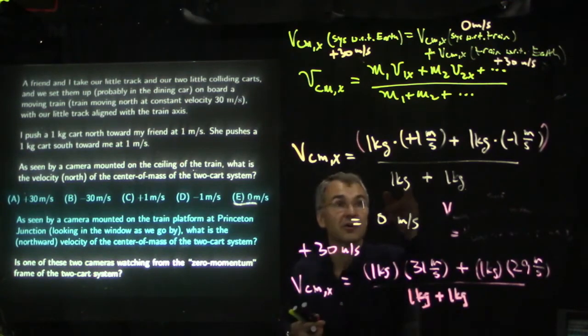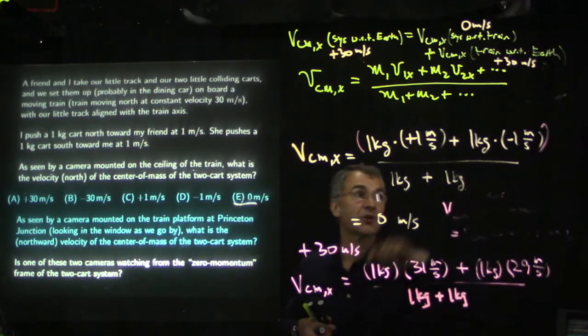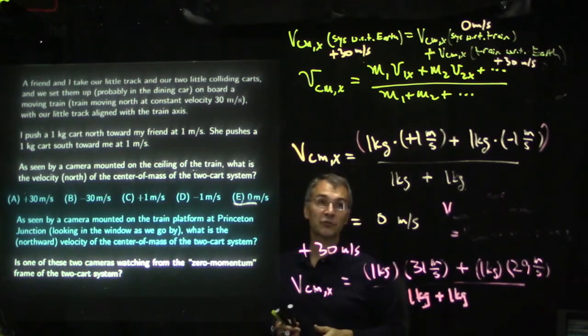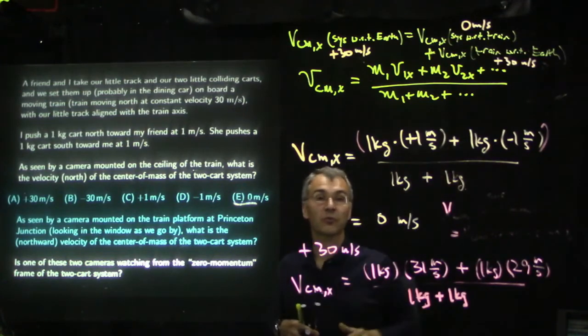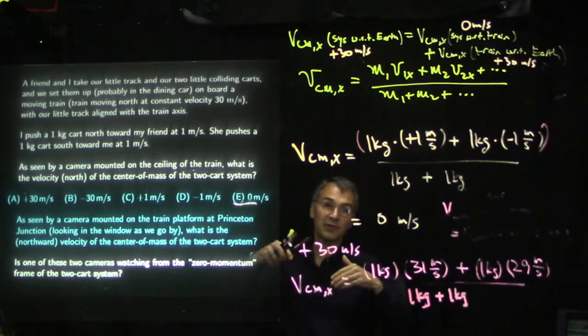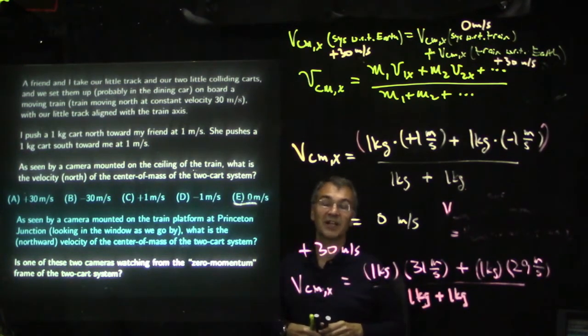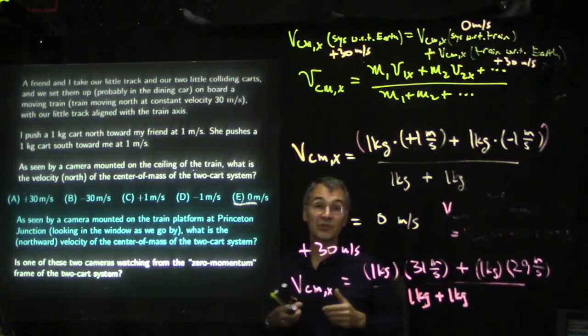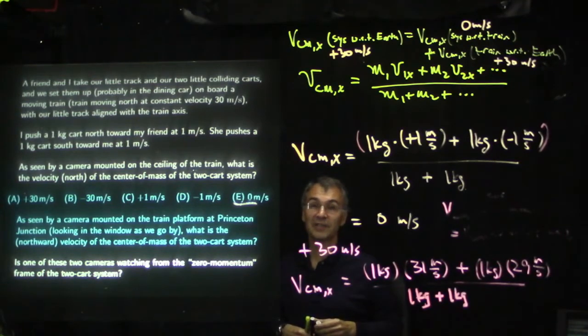Now, if I had pushed my cart at 2 meters per second and my friend had still pushed her cart at 1 meter per second, then that would no longer be true, because this system of two carts would have a momentum which is non-zero with respect to the ceiling of the train. But with the numbers as stated, the perspective observed by the camera mounted on the ceiling of the dining car of the train is the 0 momentum frame of that system. It's pretty tricky conceptually, but working with the numbers isn't that bad. It's just kind of a tricky concept.